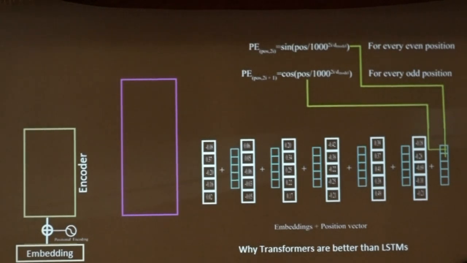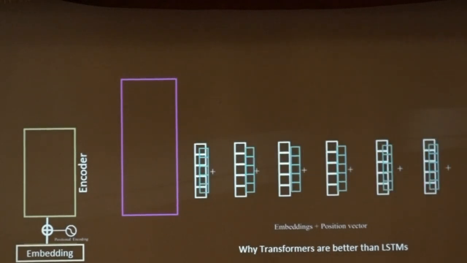Then these positional vectors will be added to the embedding vectors of each token of the input sequence, so that I can get the combined output of both the embedding and the positional layer. Sorry, I mean the positional encoding layer output.